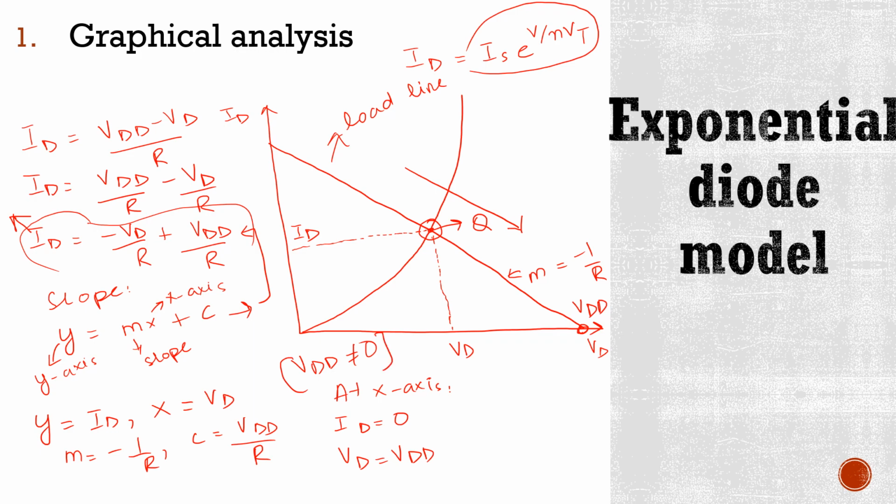Okay, now look at the y-axis. At the y-axis, VD is 0. So when we put this VD as 0 in this equation, we'll get ID is equal to VDD divided by R. So at this point, we have VDD divided by R. Okay. So this is how we will obtain values of diode voltage and diode current through graphical analysis.